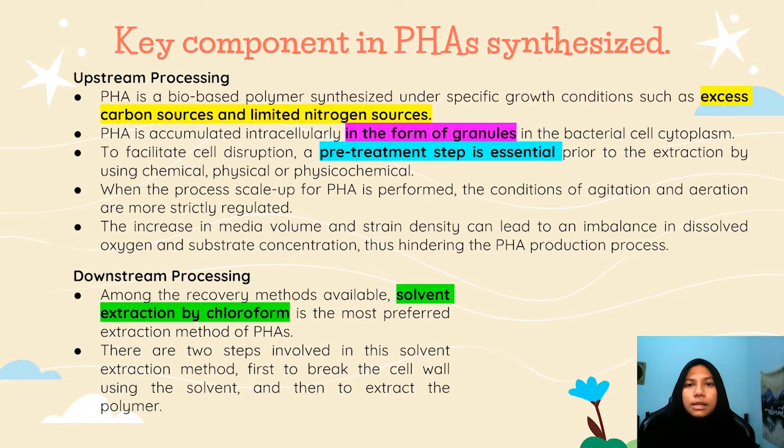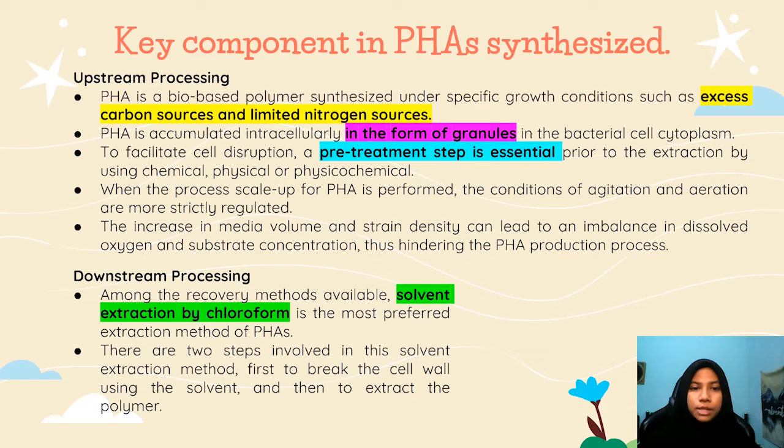When the process scale-up of the PHA is performed, the conditions of agitation and aeration are mostly strictly regulated. The increase in the media volume and strain density can lead to an imbalance in dissolved oxygen and substrate concentration, thus hindering the PHA production process.